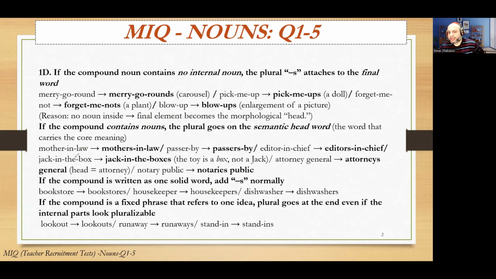Jack-in-the-box is a toy, and the semantic head is the box, because the toy itself is a box, not the Jack. So we add -es here at the very end, to the box. Attorney general, attorneys general. We talk about attorneys. Notary public. We talk about notaries, not public.